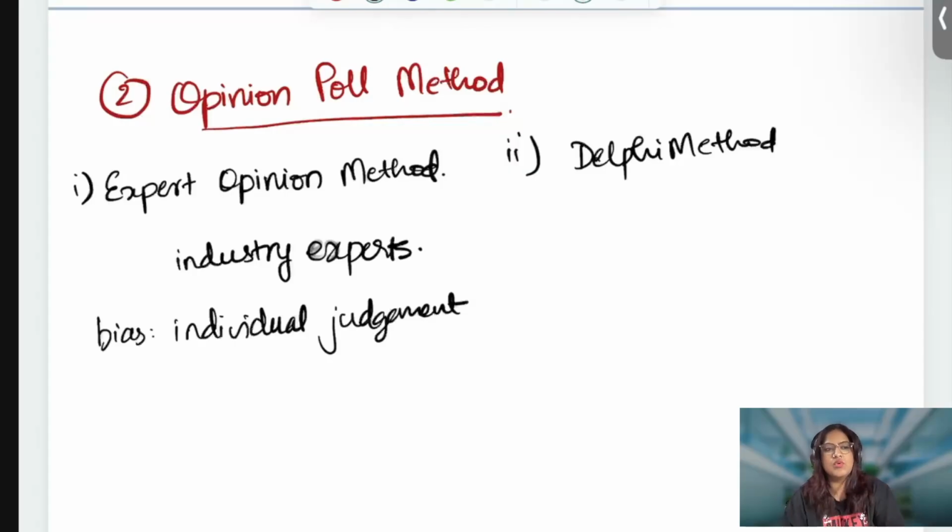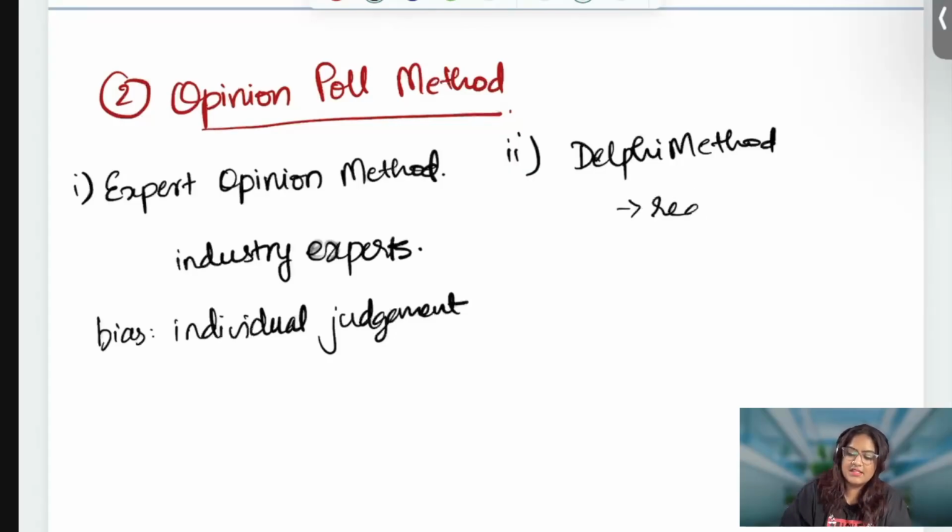Finally, at the end, it will iterate multiple times. Finally, we will have one opinion that all the experts can agree upon. So that is the final forecast that we will be taking. That is the Delphi method.